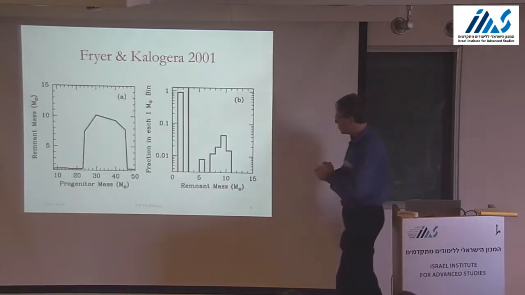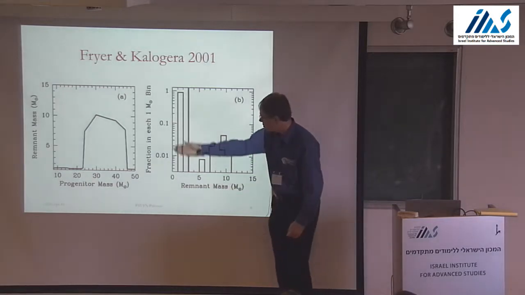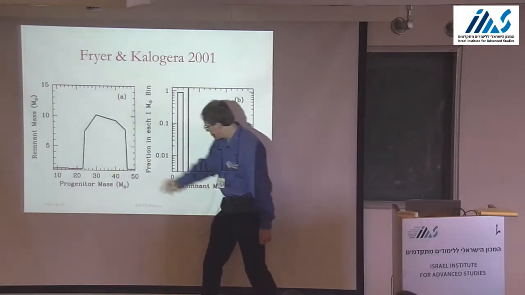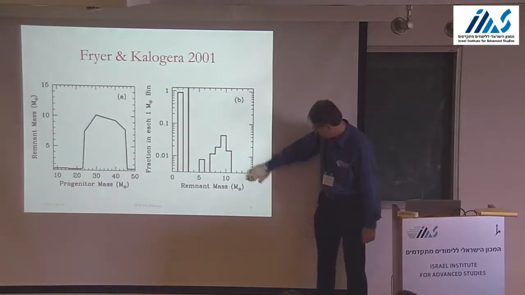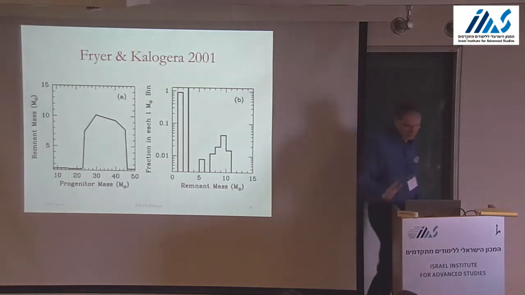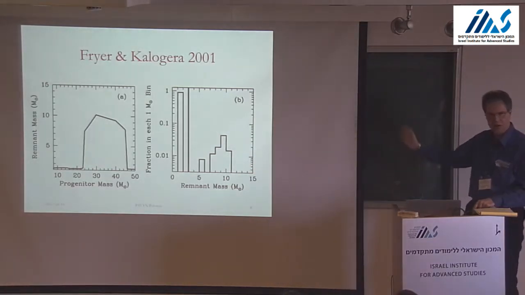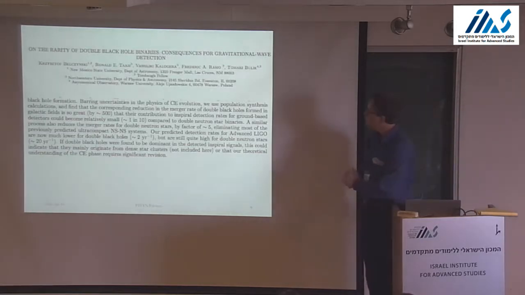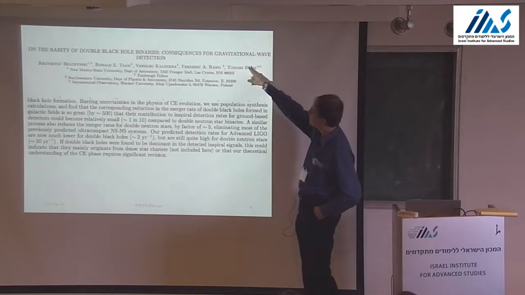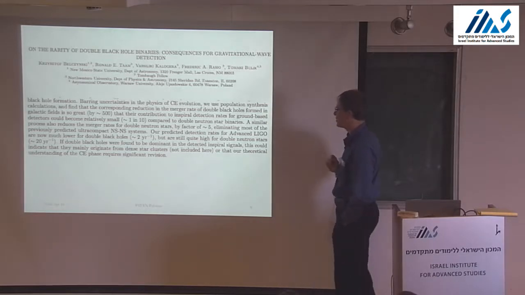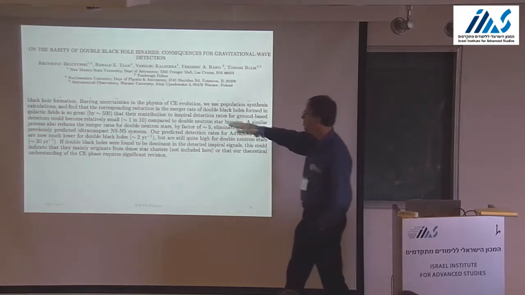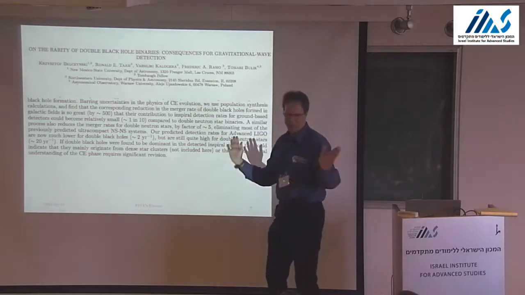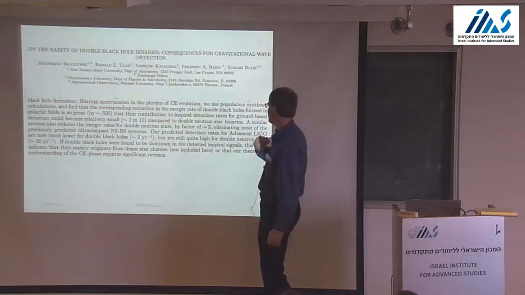Here's a paper by Fryer and Belczynski showing, over the complete range of initial masses, the final black hole mass range, which tops out at 12 solar masses, so there cannot be anything more massive than 12 solar masses that LIGO would ever see. Here's the rarity of double black holes, consequences for gravitational wave detection, barring uncertainties in physics of the common envelope evolution, which of course they understand very well.